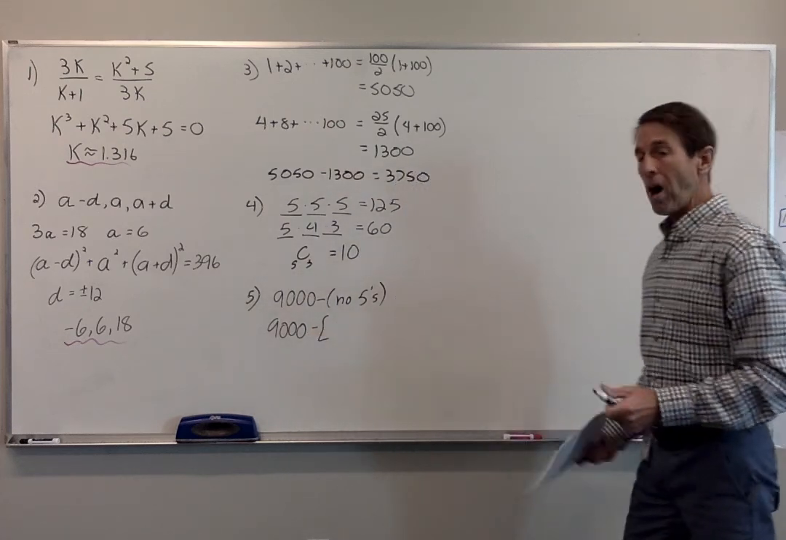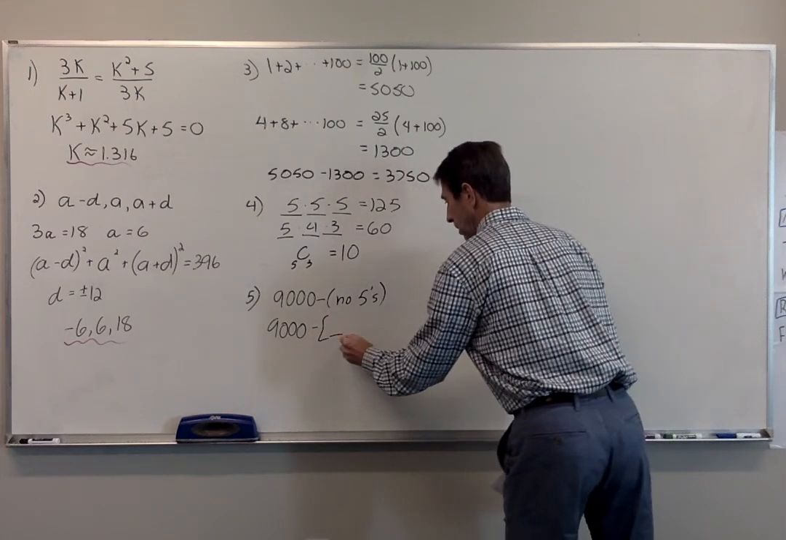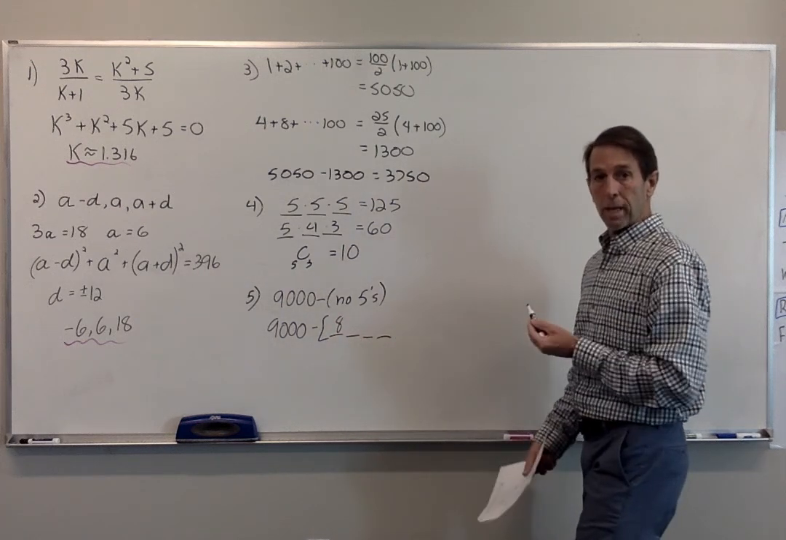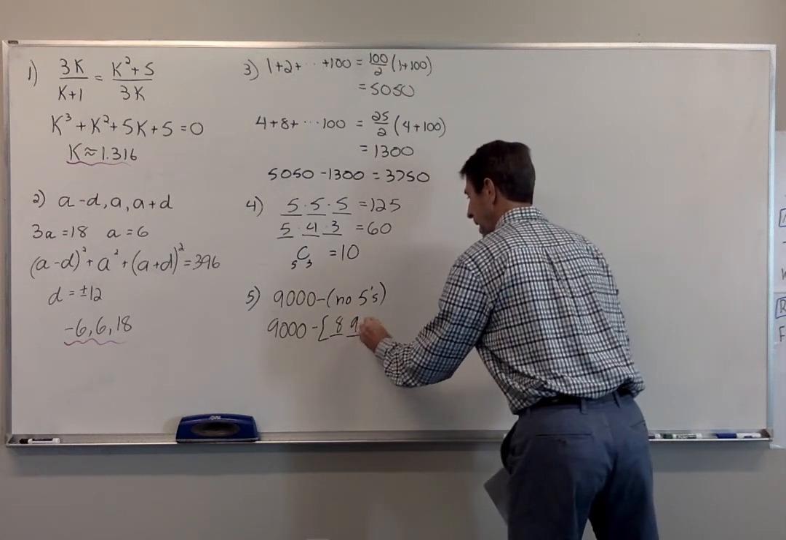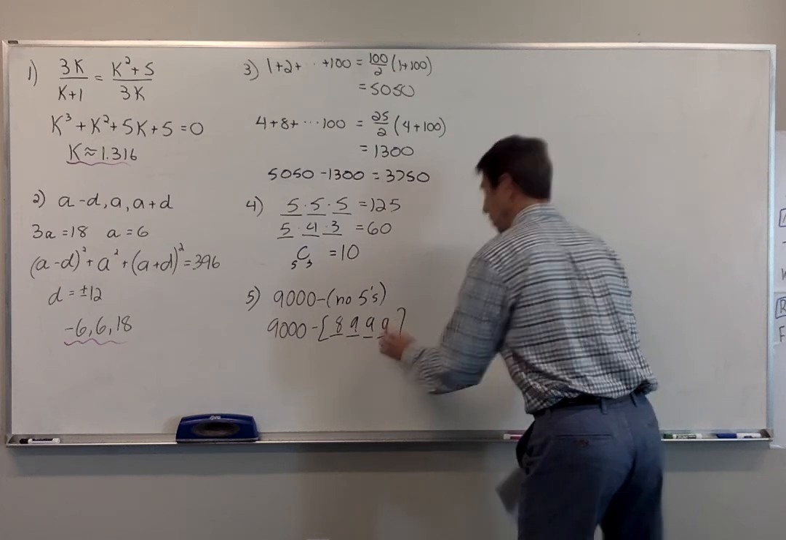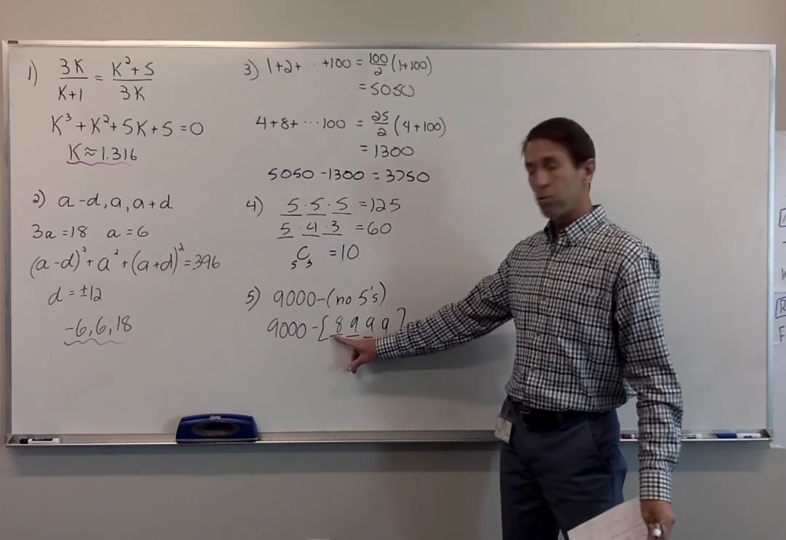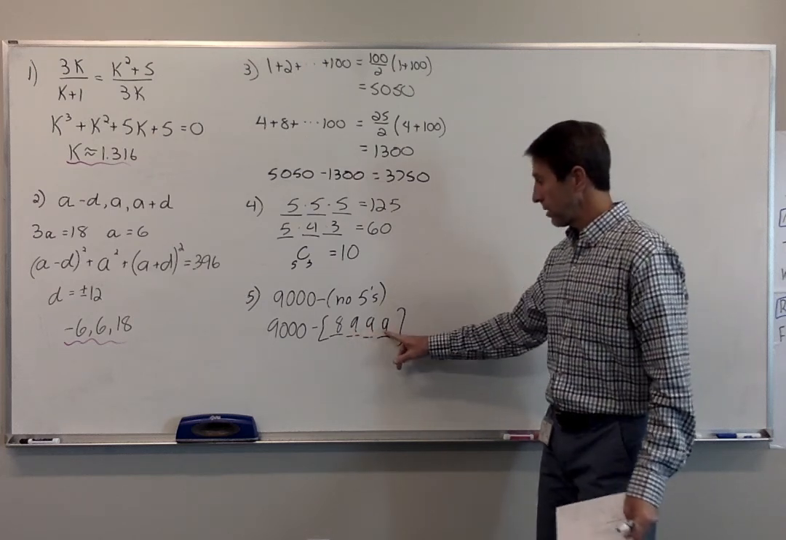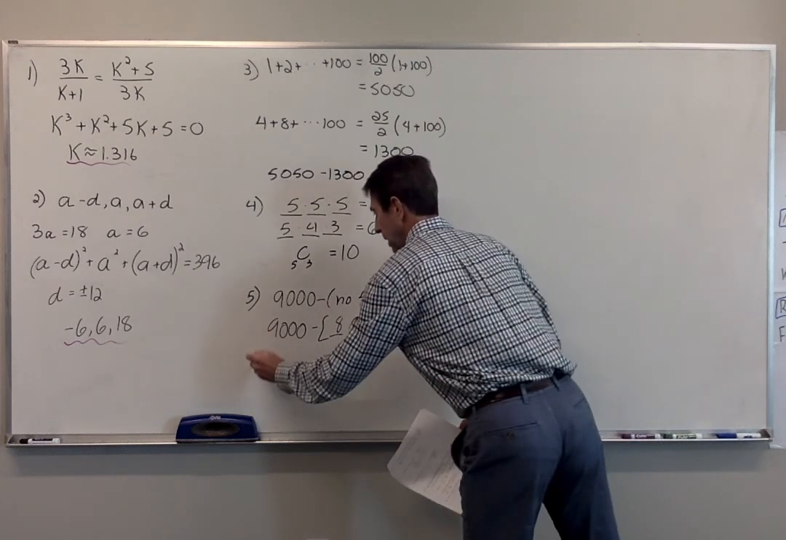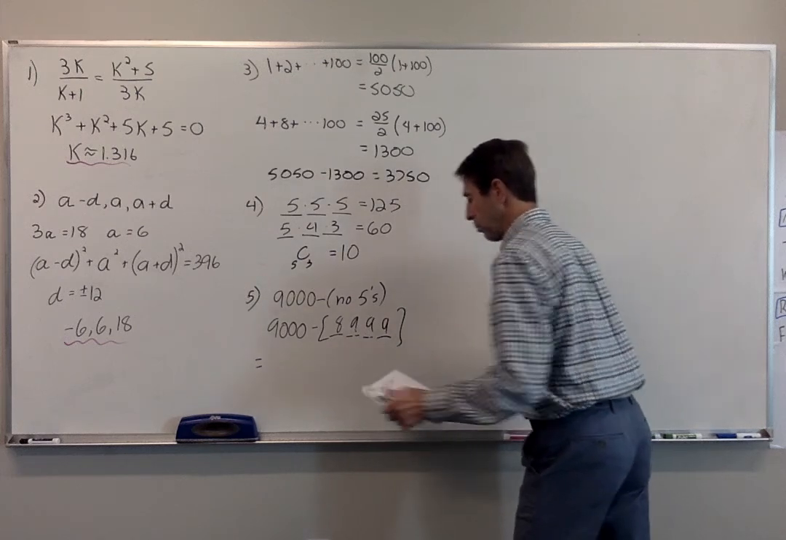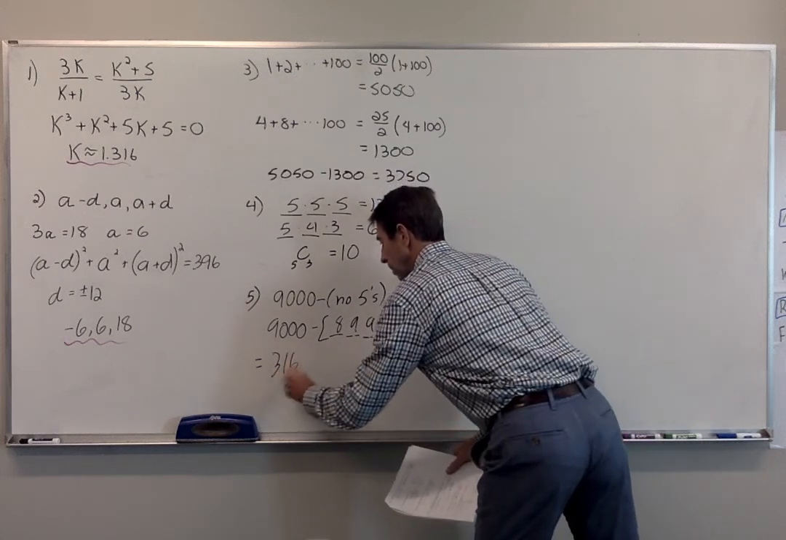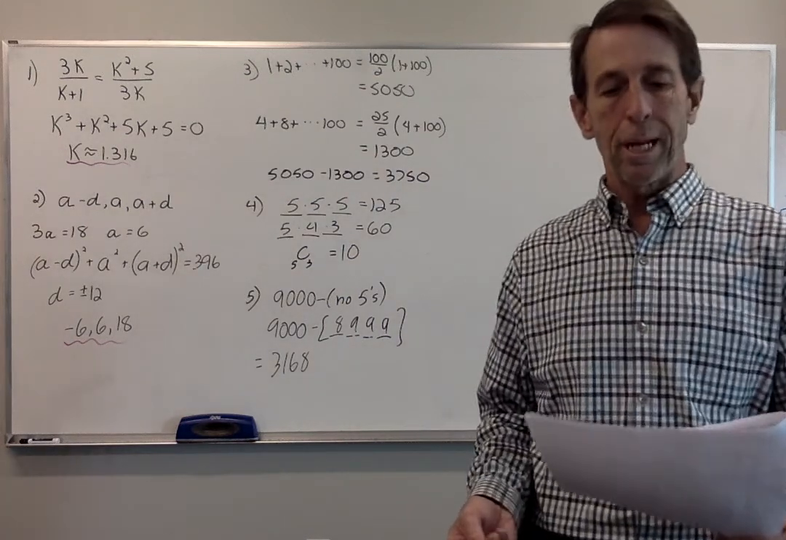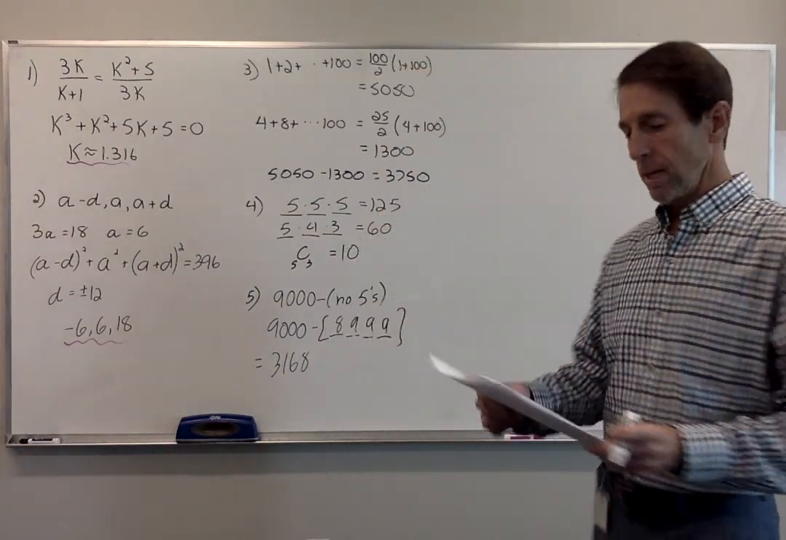Now the way to get no 5s is to think of a 4-digit number. We can't use 0 to start, so there's only 8 to choose from. And after that, we can't use a 5. So here we can't use a 5 or an 8. Here we can use anything except a 5, except a 5, except a 5. And then we do that calculation, and we get 3168. The other option is to just go through way too many cases in order to get the answer.